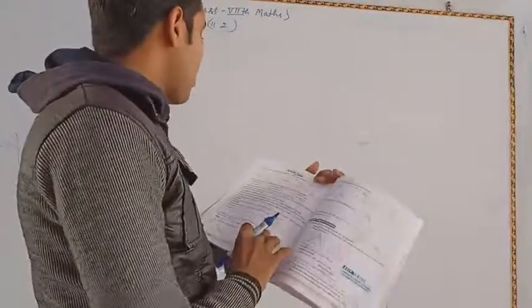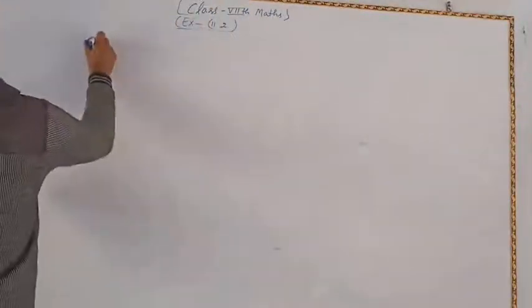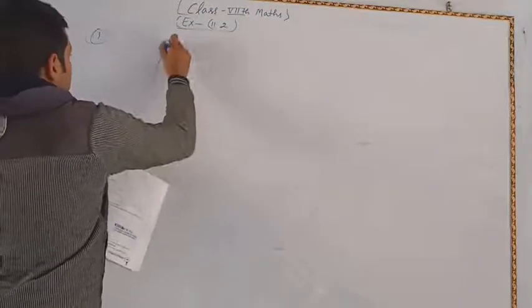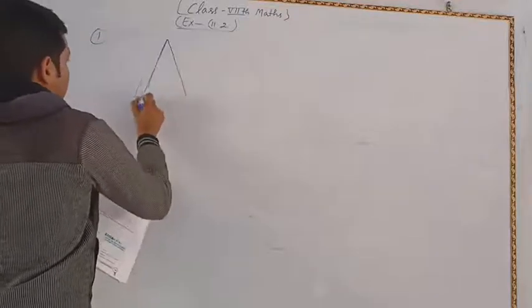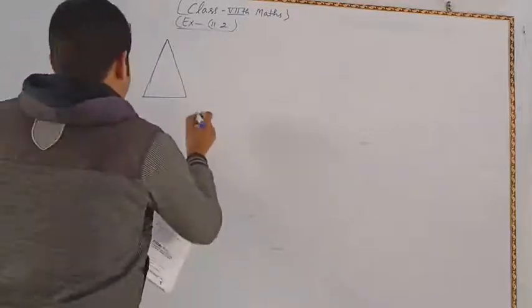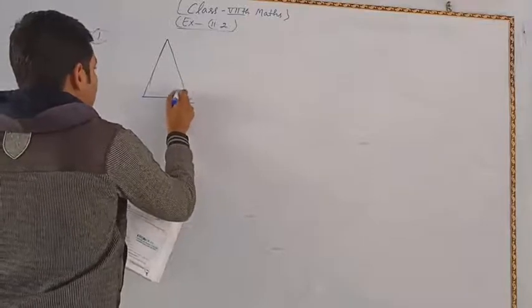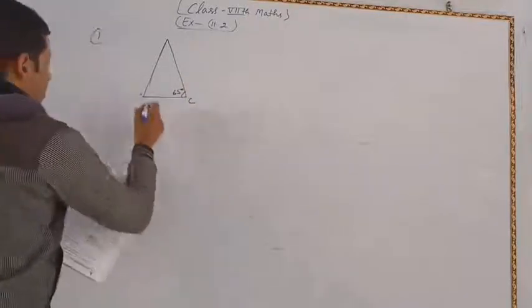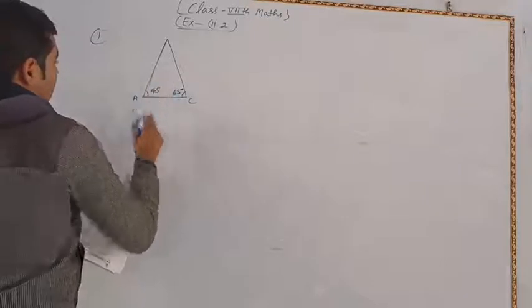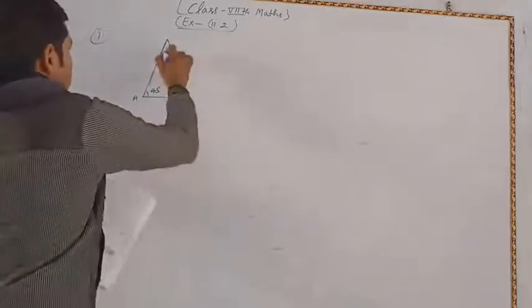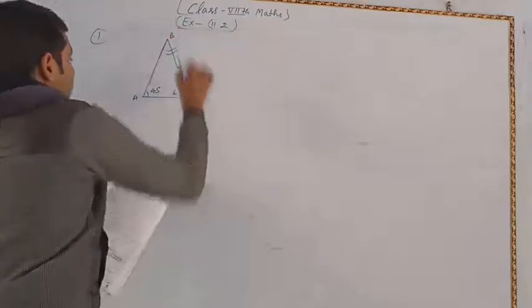Here you have given a problem number first. In each you have given a figure. Figure number first. You have given this type of figure, in which point C is 65 degree and point A is 45 degree. Given that, you have to find out this angle named B.